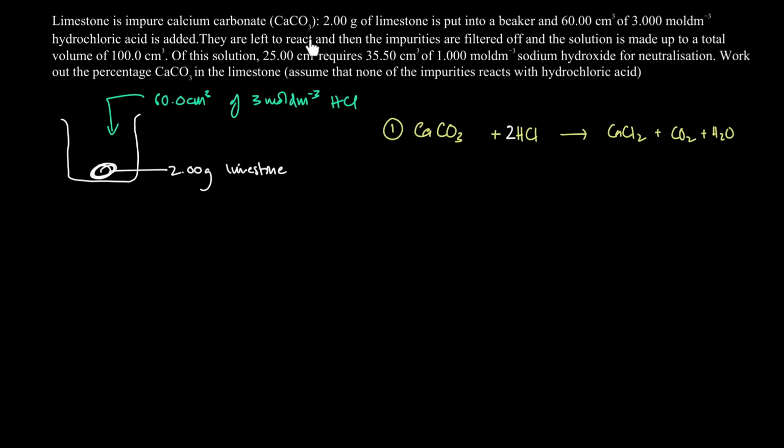Once they react, they were left to react, and then the impurities were filtered off, and the solution was made up to a total volume of 100 cm³. So we reacted HCl with limestone, specifically the calcium carbonate in the limestone, and we formed some solution. After the reaction, we filtered the leftover solution and we added water to make up a 100 cm³ solution. So this is the leftover solution after the first reaction, and we added water to it and made it up to 100 cm³.